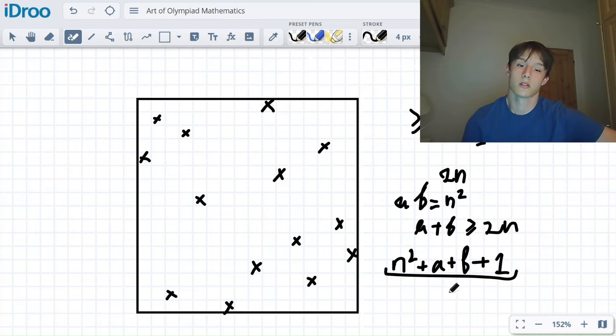But okay, so we do have n squared plus a plus b plus 1, something like that, where ab equals n squared. And we kind of want to bound this thing.